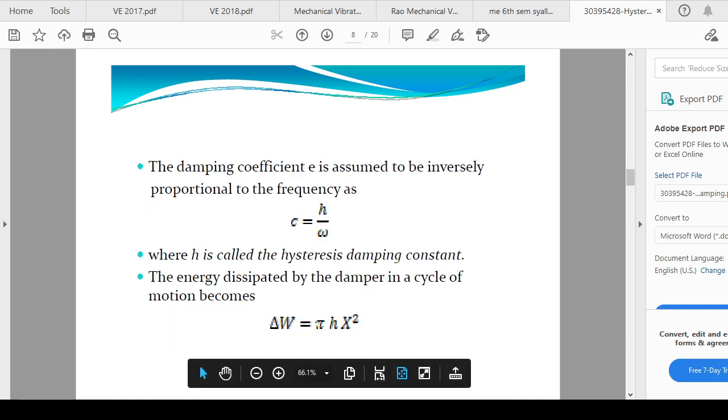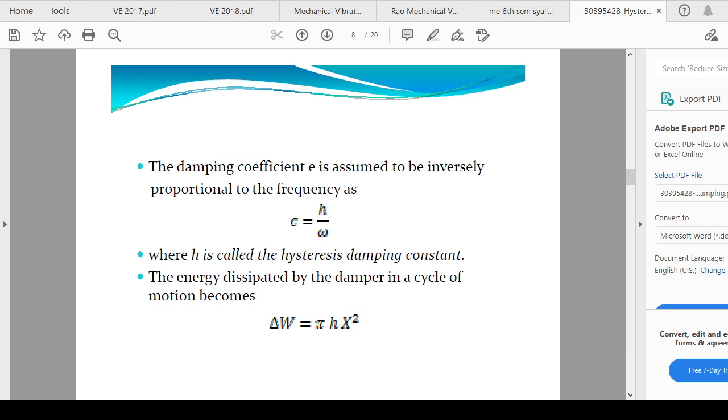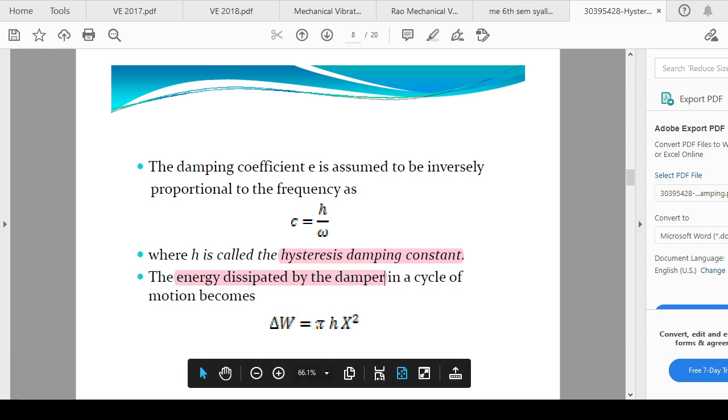Then let's go to the damping coefficient. The damping coefficient is assumed to be inversely proportional to the frequency, so it can be written as h by omega. h is called the hysteresis damping coefficient. If you know this value and the value of omega, you can calculate the damping coefficient. The energy dissipated by the damper in a cycle of motion equals pi h X square, where h is the hysteresis damping coefficient and X is the amplitude. If you know these two, you can calculate the energy dissipated by the damper.